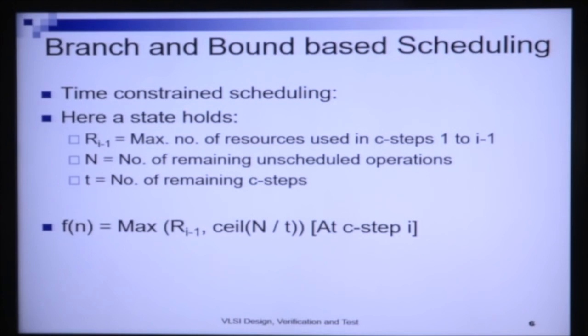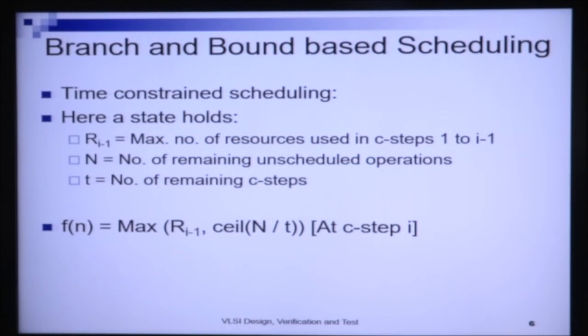What is the solution? We again said a path from the root to the leaf in the state space tree is a solution, is an enumeration of that solution. So in that path, if the maximum number of resources that has been consumed at a time step is 3, there is no way that I can produce a schedule with this path that consumes less than 3 resources. So the answer for this path will be 3 resources.